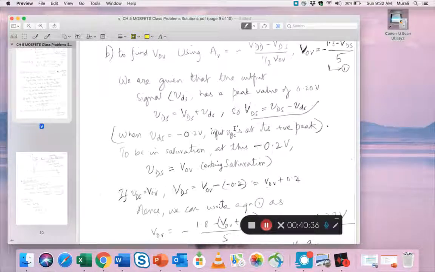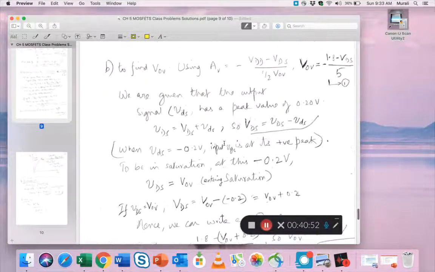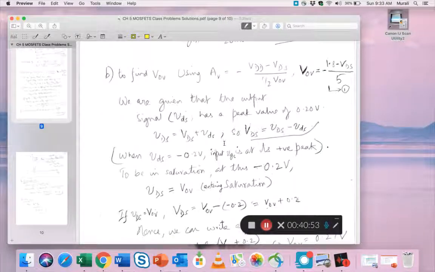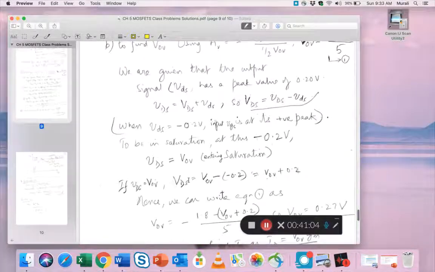Luckily we are not asked to find anything on the input side here. We have only been asked to find the swing on the output, which is the drain to source swing, and we were already given a negative value of the swing, but we had to find the biasing condition, and to find the biasing condition we needed the overdrive voltage. Once we have the overdrive voltage, you can find VDS, though he didn't actually ask us to find VDS specifically.